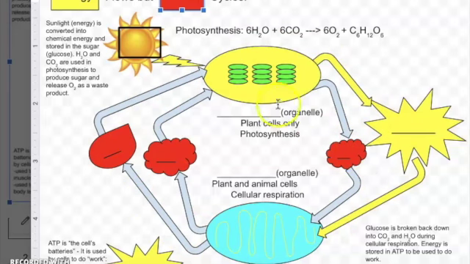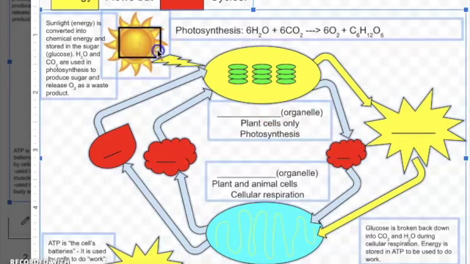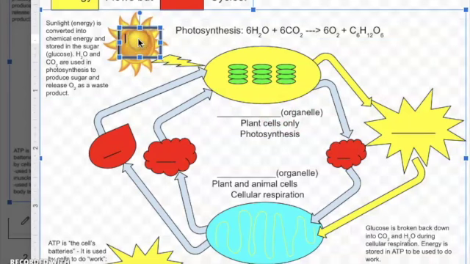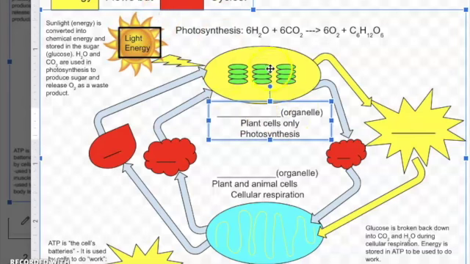To start us off, I want to go ahead and label the sun here with light energy. And I'm going to tell you that the first process that we're starting off with is photosynthesis. The organelle in which photosynthesis takes place is the chloroplast.